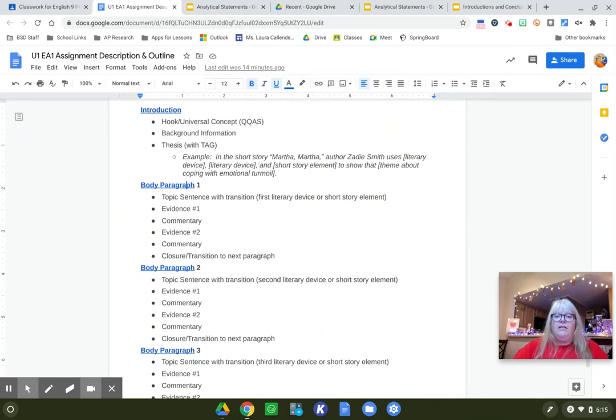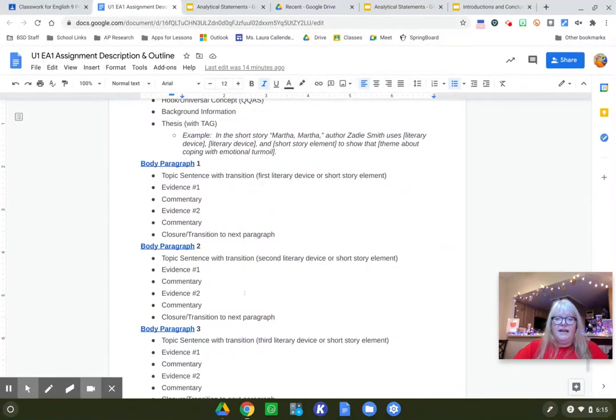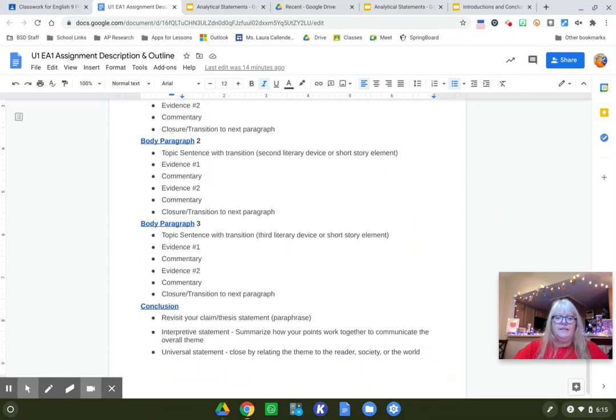So, in all likelihood, you'll have 3 body paragraphs. Notice the organization in the sample. So, literary device number 1 would be body paragraph number 1. Literary device number 2 would be body paragraph number 2, and so on.